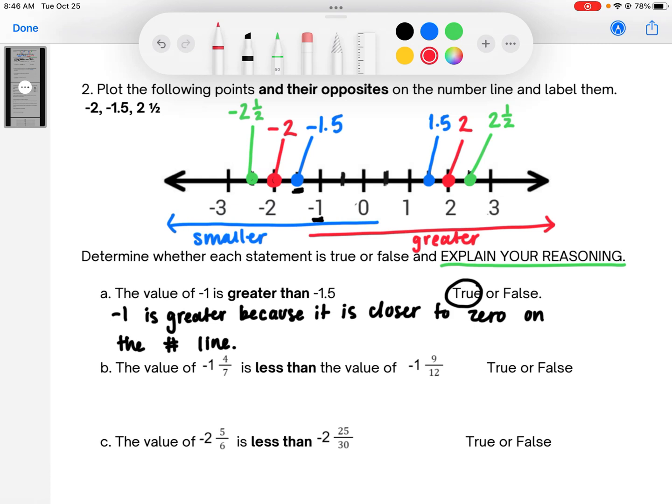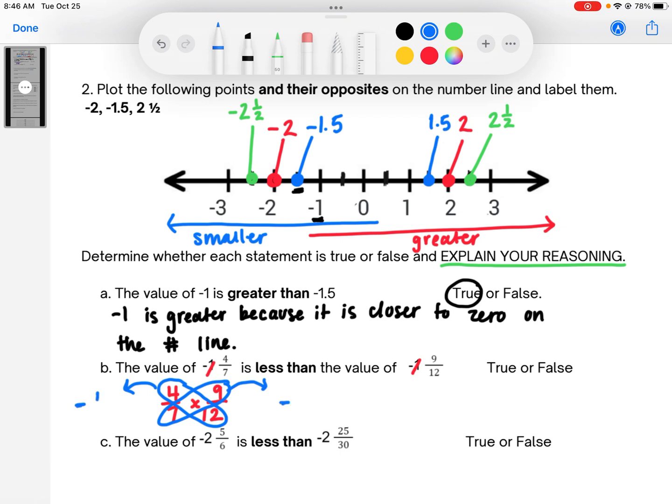So remember, in this case, I have the same whole number, so I'm going to focus just on the fractions. I'm going to do the butterfly method, right? I have 4/7 and I have 9/12. I need to get common denominators. So I'm going to multiply my diagonals and create new fractions. Don't forget, these stay negative because those are originally negatives.